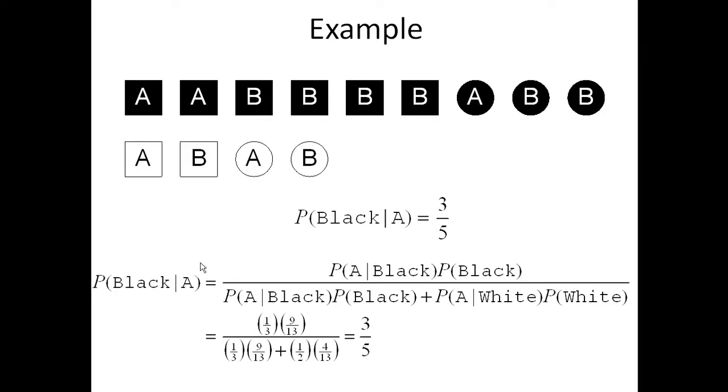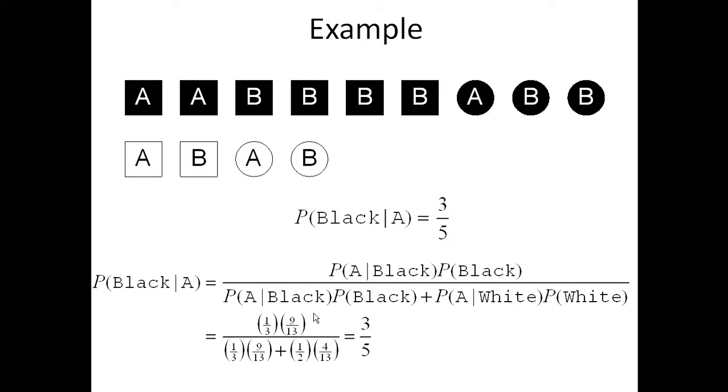Using Bayes' theorem, the probability of black given A should be the probability of A given black times the probability of black. Same thing in the denominator: A given black, probability of black, plus the probability of A given not black, in this case white, times the probability of white. And these are the numbers that are more natural to us, because we've broken this up into black and white objects. A given black: out of all the black things, 9 of them, 3 are A's, so that's 3/9 or 1/3.